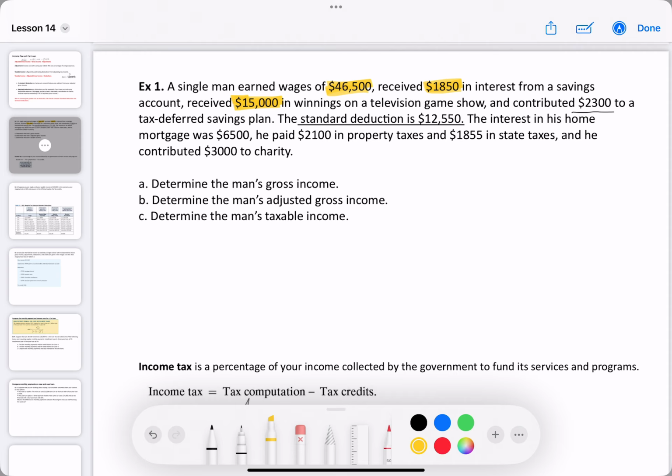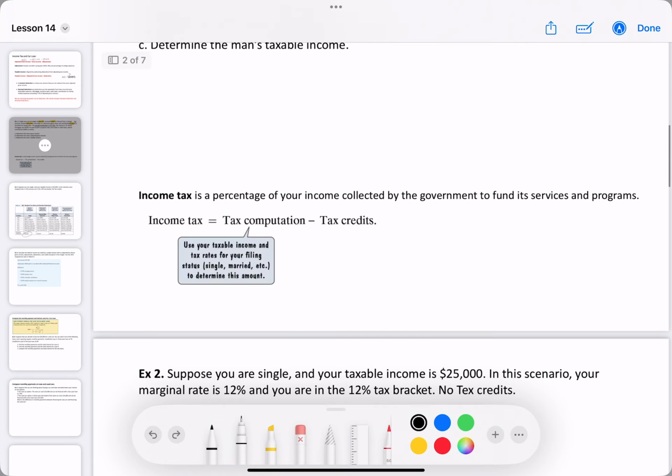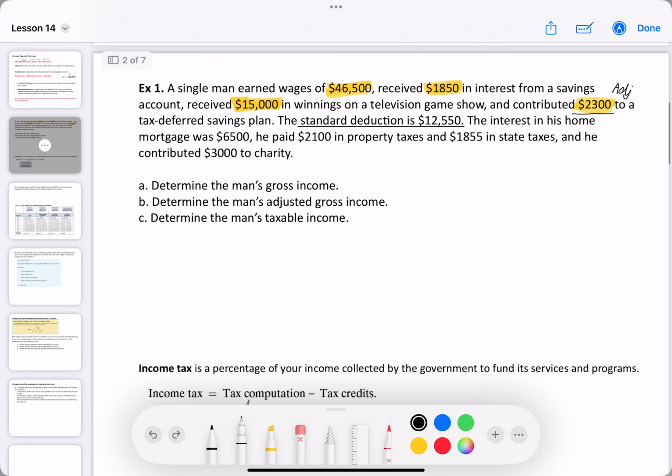And he contributed 2,300 to a tax-deferred saving plan. What is that? We call this adjustment. This part of money is adjustment, maybe IRA, maybe 401K. The standard deduction is $12,550. Where is the standard deduction from? It is from our table here.